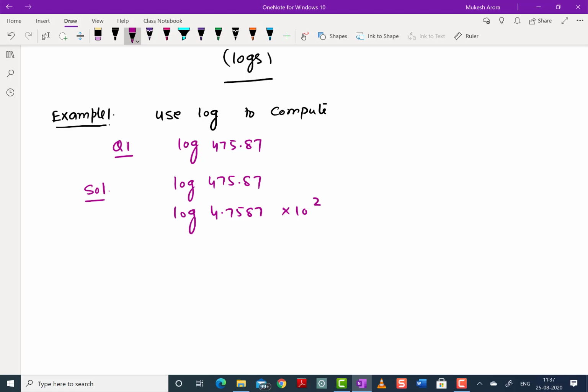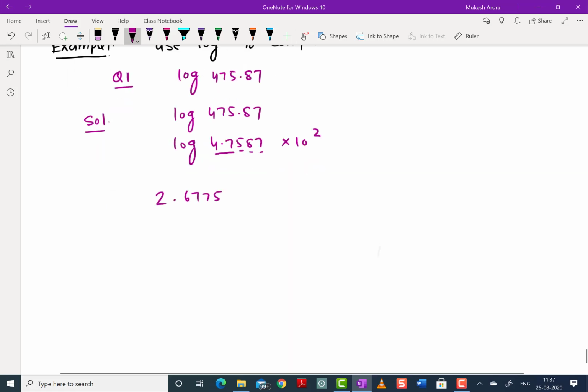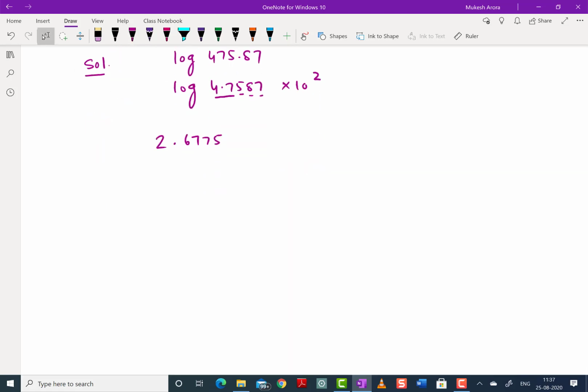When we see the table in log, the characteristic will be 2 point. We look at 47 in the row, then the column 5, and then the third and fourth figure, 8 and 7. The answer comes to 6775. Then after seeing this, that is the answer, right?